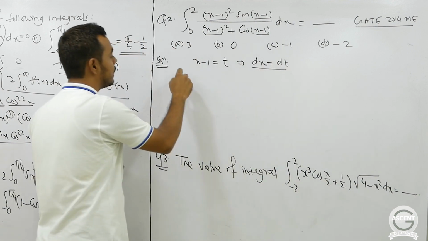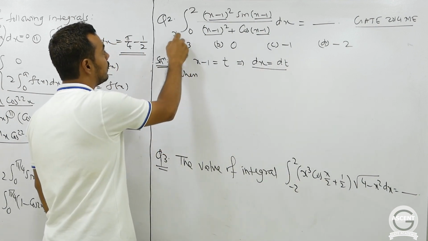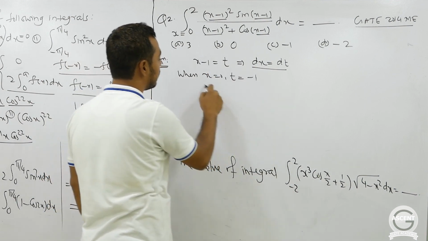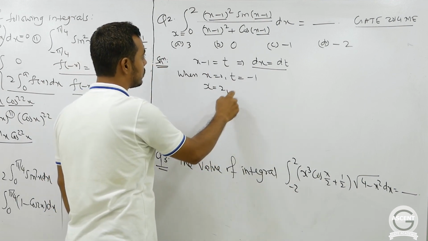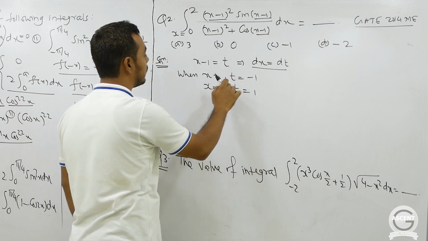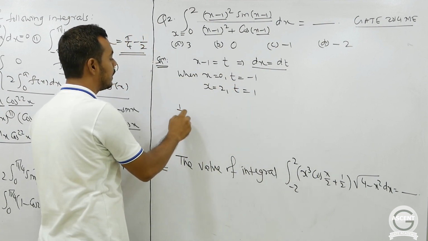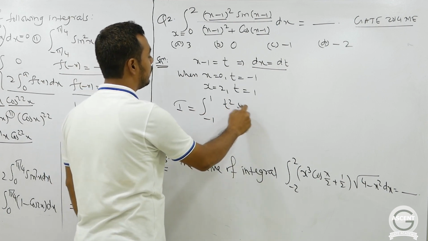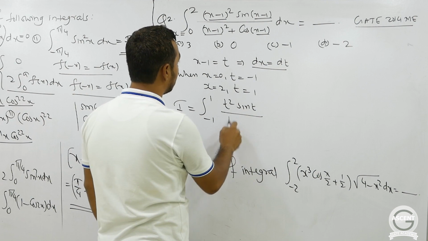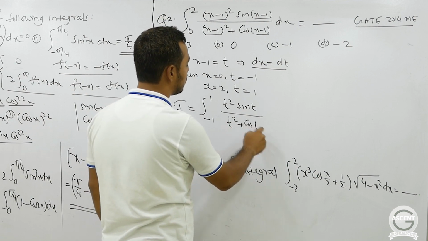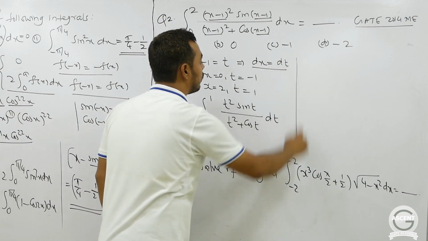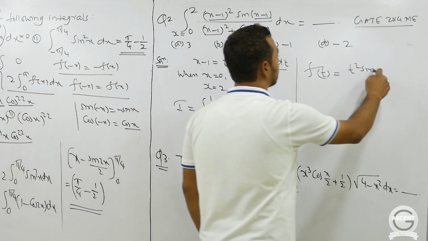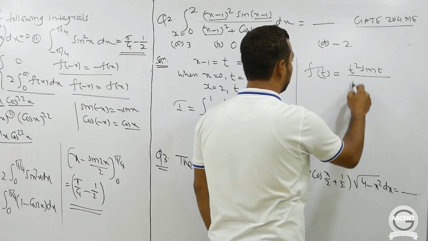You also have to change the limits accordingly. These are the values of x. So when x is 0, t is minus 1. When x is 2, the value of t will be plus 1. So now you can write this integral as integration from minus 1 to 1 of t square sin t by t square plus cos t dt.